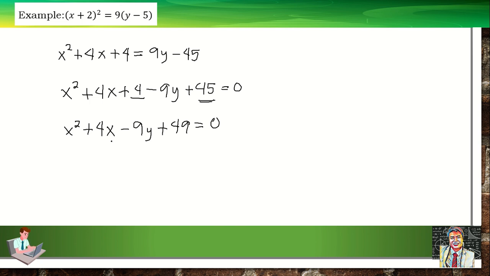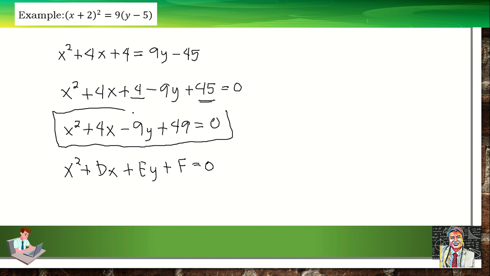So, convert daw natin sa general form since x squared, yung general form sa x squared which is x squared plus dx plus ey plus f is equal to 0. Which is, nandun na siya sa form na to. So, therefore, ito na yung general form. Okay, parehas tayo ng sagot, no? Ayan, ganyan lang kadali yun.